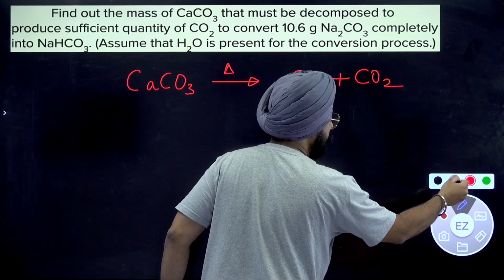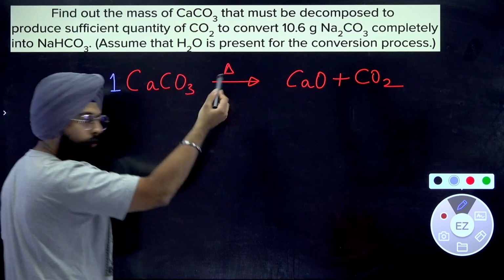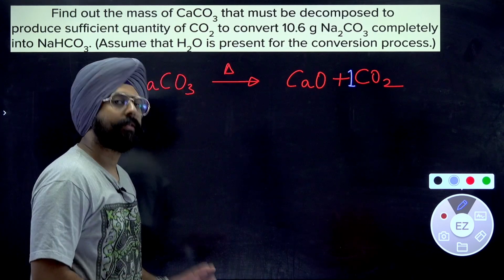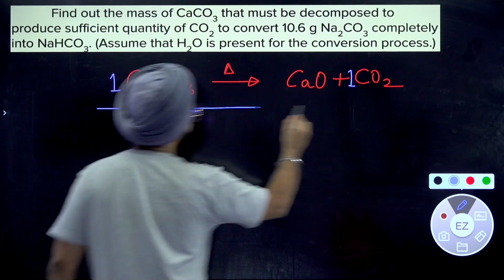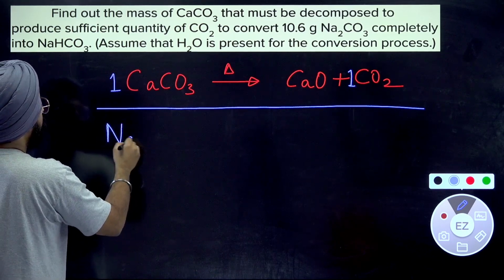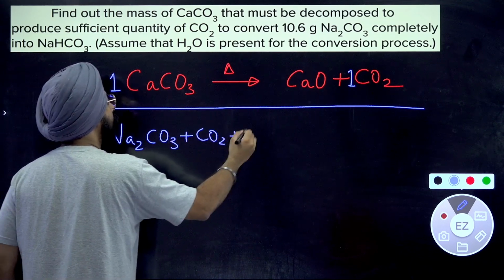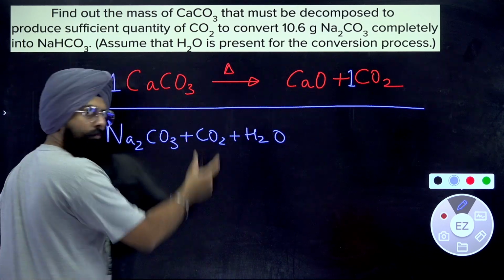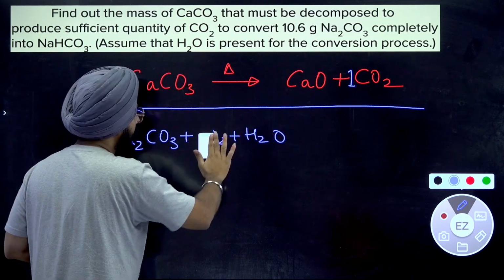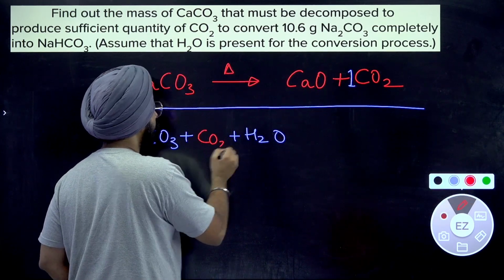Basically, it makes our life simpler because 1 mole of calcium carbonate will give rise to 1 mole of CO2. Very simple. Now the next reaction that has been given to us is Na2CO3 plus CO2 plus H2O. This carbon dioxide from here is used over here. Let me write that in red pen so that it's easier for us to comprehend.